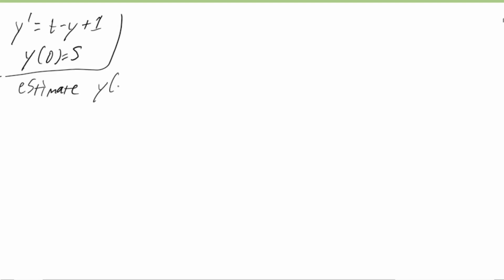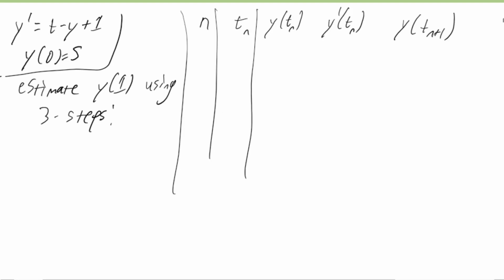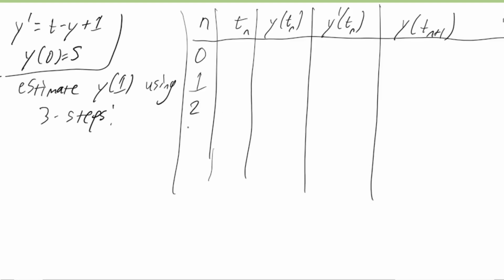Now let's take a look at, say we're going to use 3 steps to estimate y of 1. So this time our step size is going to be 1/3 since we're going from 0 to 1 in 3 steps. So that'll require steps of 1/3. And let's use the table to organize all of the values. So here we have all the columns of the table.